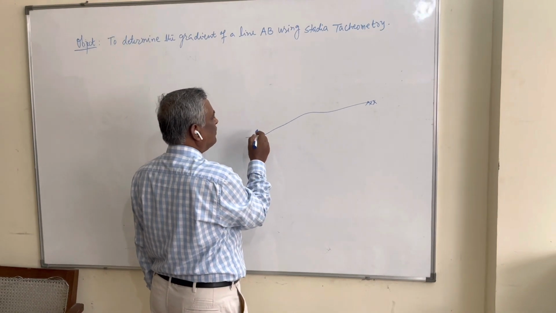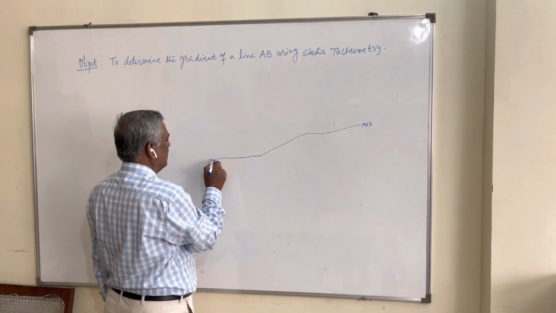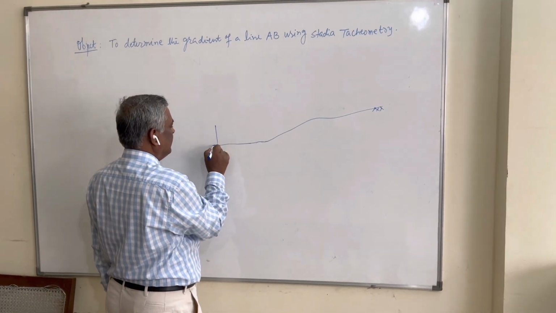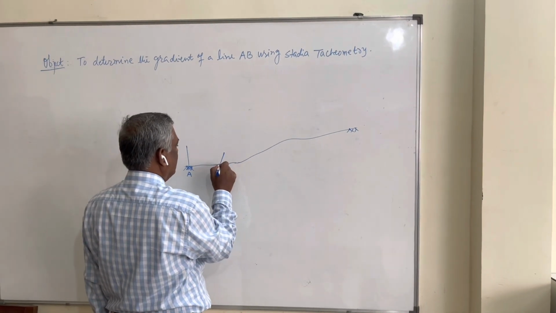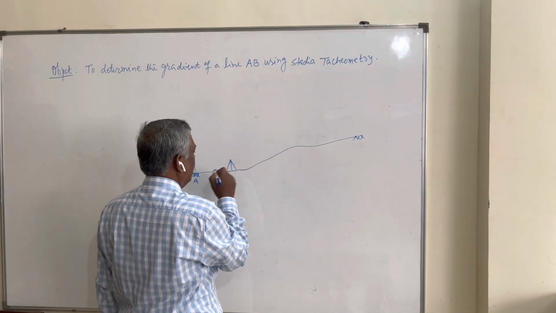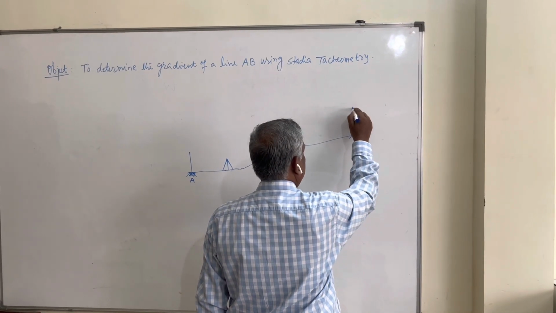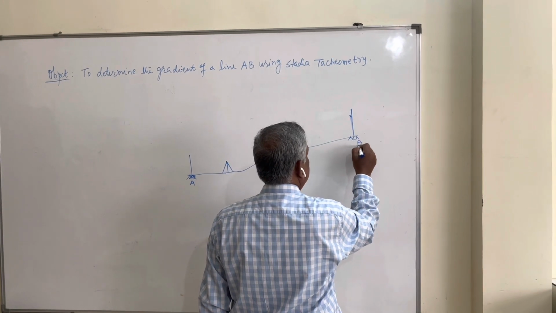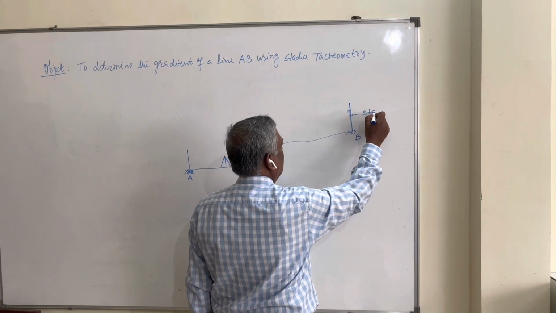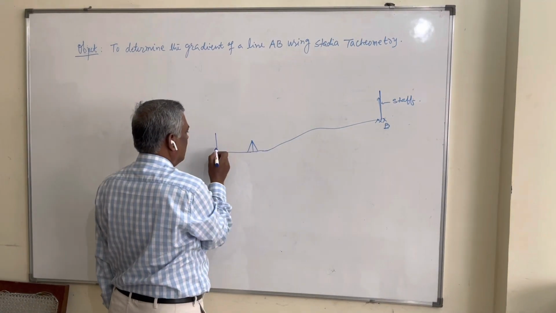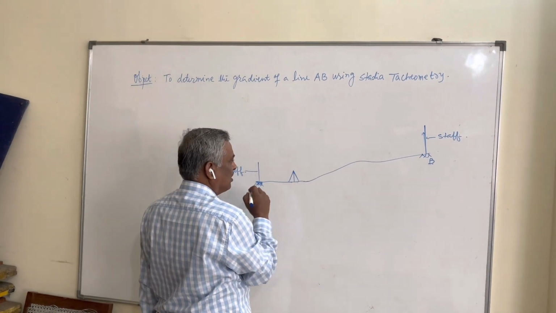Station A is here. This is the station A. We are putting the instrument suppose here, and we are putting the staff, one staff here. As the station B, this is the staff, and this is also a staff. Now this is our instrument position.